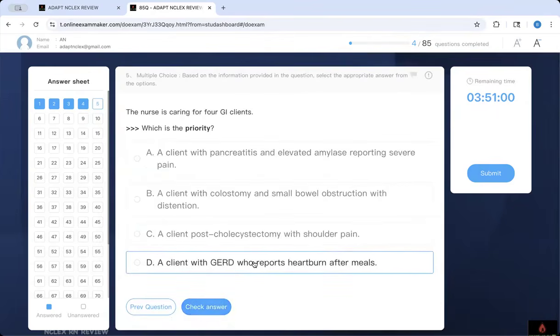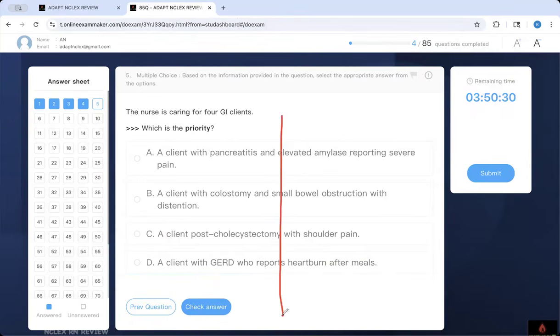Number 5, and a nurse is caring for 4 clients, GI clients, they have GI problems. What is going on with them? A client with pancreatitis with elevated amylase, a client with colostomy with a small bowel obstruction with distension, a client who just had cholecystectomy with shoulder pain, a client with gastroesophageal reflux who reports what? Heartburn after meal. Once again, the way to answer prioritization is to make it your own.